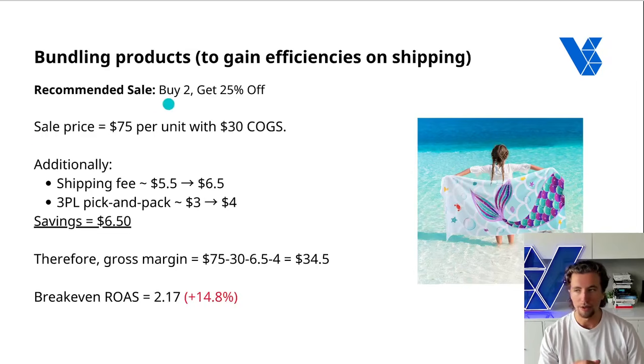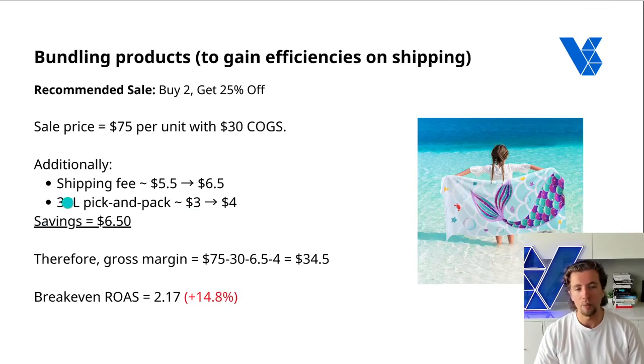Let's run a sale where it's buy 2, get 25% off. So now our sale price is $75 a unit. We have a $30 cost of goods sold, and our shipping fee has inflated a little bit because now we have 2 towels instead of 1, but the shipping fee definitely doesn't double, it just increases slightly. And the 3PL pick and pack fees, for most 3PLs, they're going to add additional $1 to $2 per additional SKU that you have to put into the package. So we're going to get a little bit of efficiency here as well. Instead of it doubling to $6, it's just going to go up to about $4.